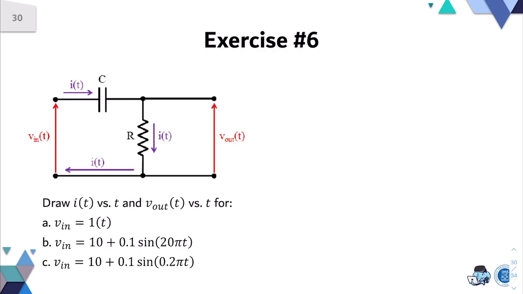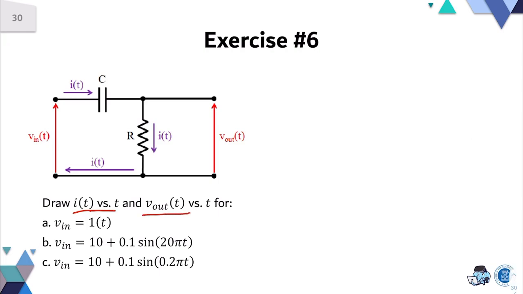Okay, this is exercise 6. Exercise 6 is an electrical circuit. The question is: draw i(t) versus t and V out versus t.